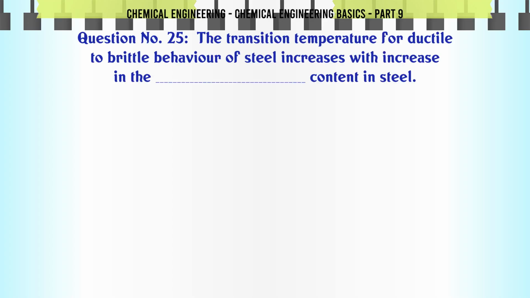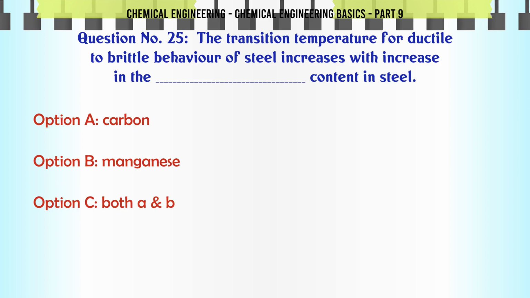The transition temperature for ductile to brittle behavior of steel increases with increase in the ___ content in steel: A. Carbon, B. Manganese, C.